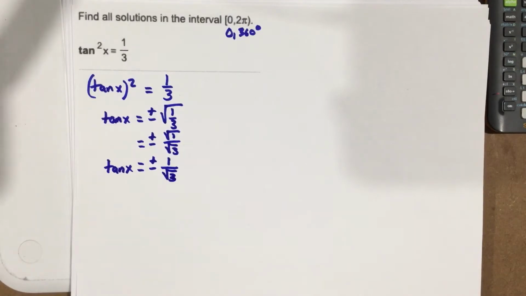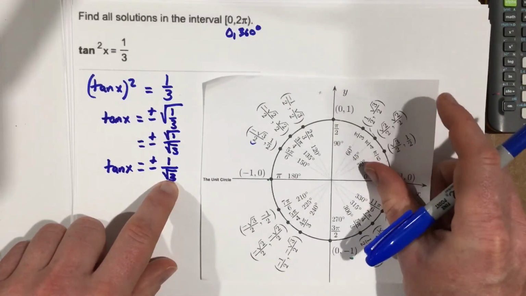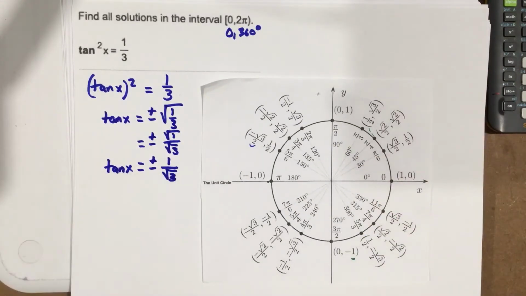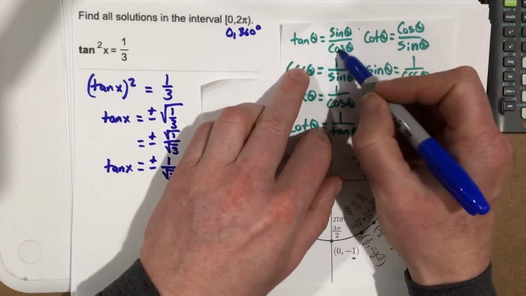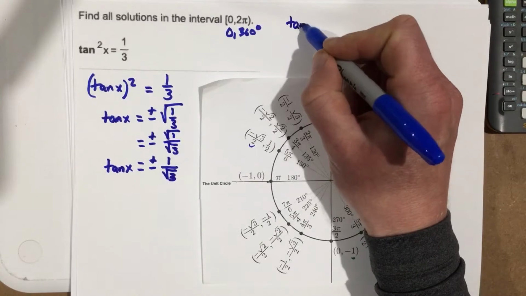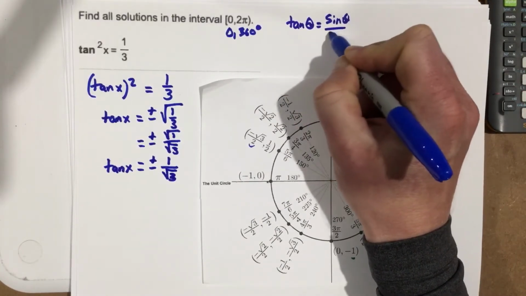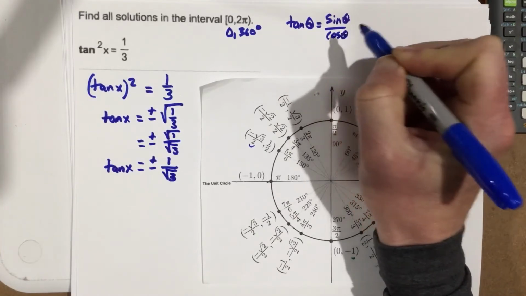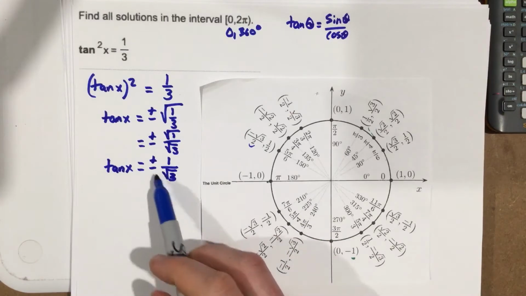Now we have to do some stuff with the unit circle here to figure out what are the angles at which tangent is 1 over root 3. So we need to combine the unit circle with our identities, which we know tangent theta is sine over cosine. So let me go ahead and write that up here. Tangent theta equals sine over cosine. All right. And we know that it can be plus 1 over root 3 and minus 1 over root 3.